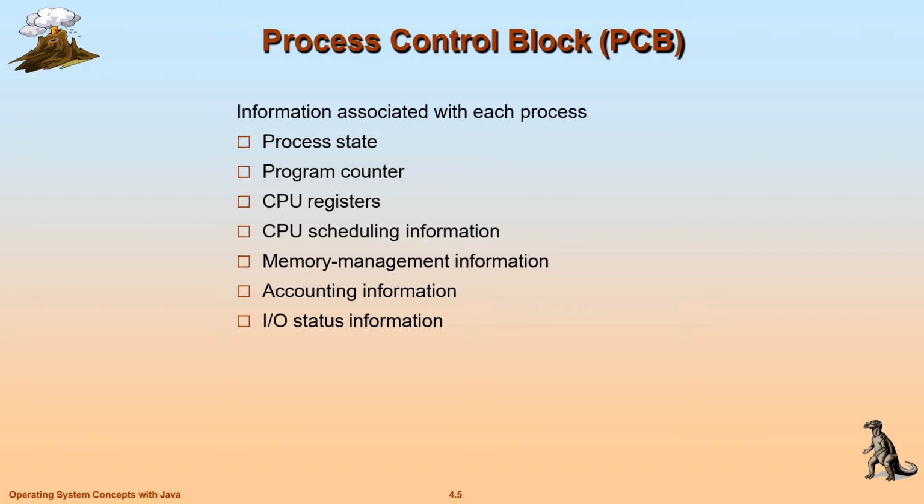What is the job of the process control block? It stores all the information of a particular process: process state, program counter of a particular process, the CPU registers, which registers are affected in the CPU, CPU scheduling information, memory management information, accounting, and IO status information. All this information is stored in the PCB. Each PCB is allocated for each process.